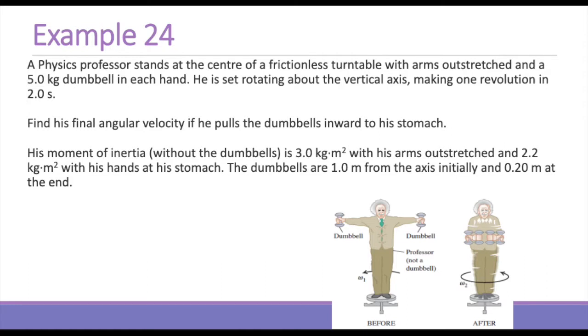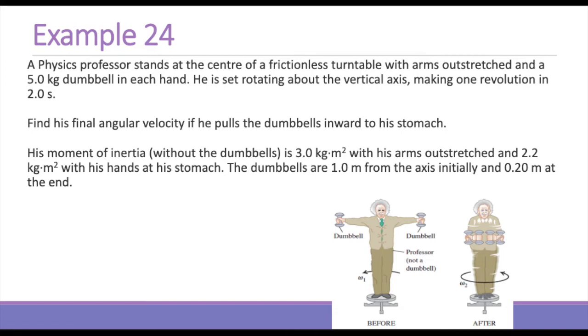A physics professor stands at the center of a frictionless turntable with arms outstretched and a 5-kilogram dumbbell in each hand. He is set rotating about the vertical axis, making 1 revolution in 2 seconds. Find his angular velocity if he pulls the dumbbells in towards his stomach. His moment of inertia without the dumbbells is 3 kilogram meters squared with his arms outstretched, and 2.2 kilogram meters squared with his hands at his stomach. The dumbbells are 1 meter from the axis initially and 0.2 meters at the end.